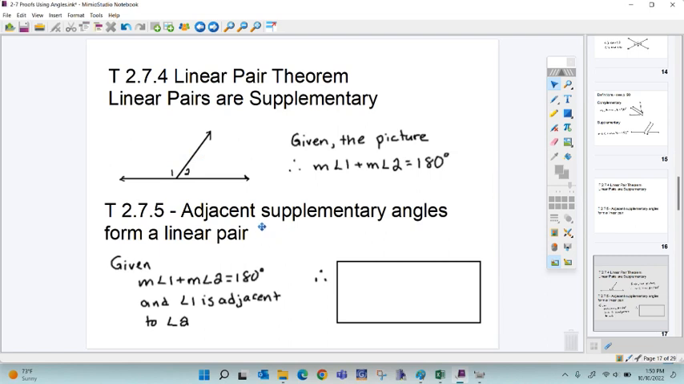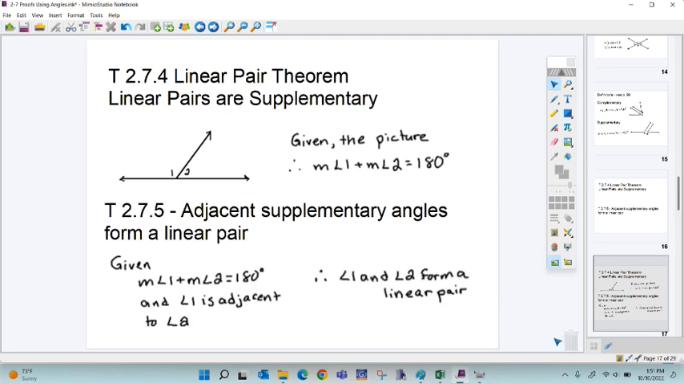This one is very similar to it in that it says if you have adjacent supplementary angles, so if you know the reverse of this, so if you know that these are next to each other and they make 180, then they have to be a linear pair. So, therefore, given angle 1 plus angle 2 is 180 and they are adjacent to each other, then you know that you have a linear pair. This one will be far more useful because you see this in a picture and then you'll be able to find some missing pieces.